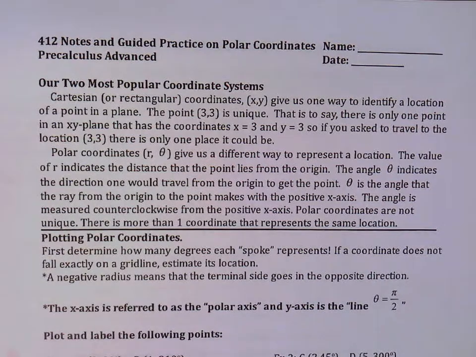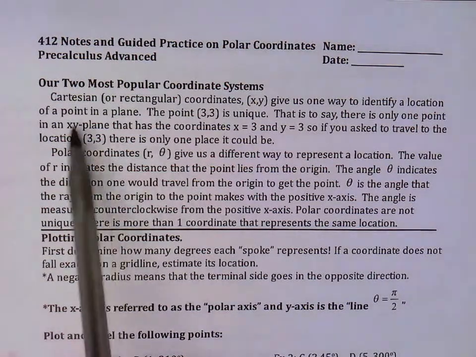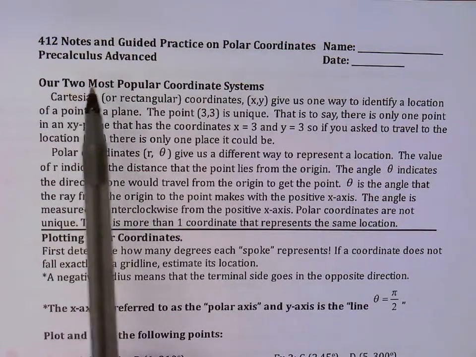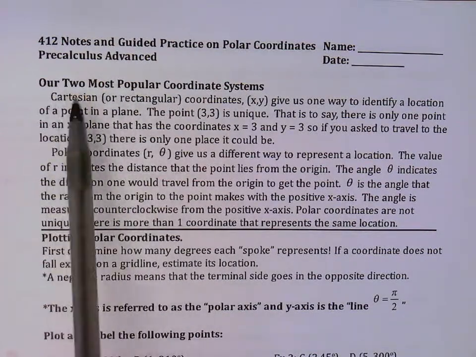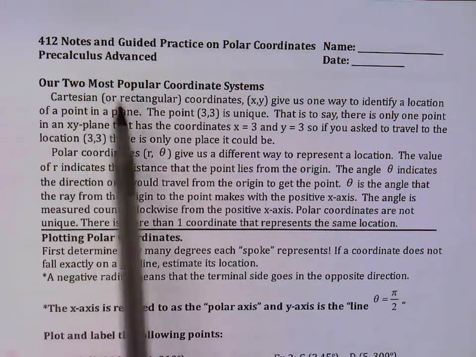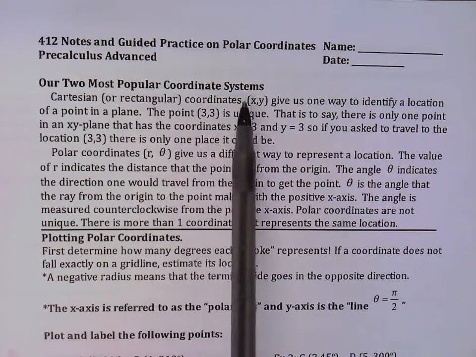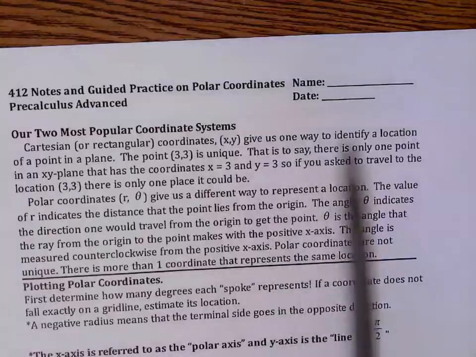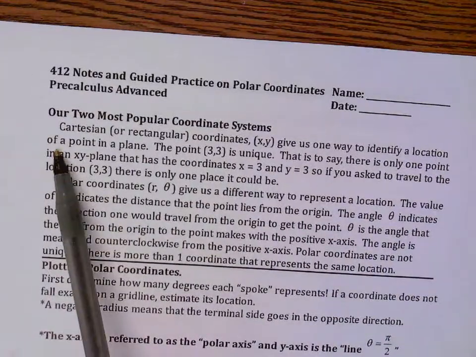All right, so our two most popular coordinate systems, you've only ever heard of one of them probably, rectangular coordinates. They're also called Cartesian coordinates, so you might have heard of the Cartesian plane. It just means rectangular coordinates x comma y. So you count your x's, you count your y's, and you plot your coordinate. So that gives us one way to identify a location of a point in a plane.